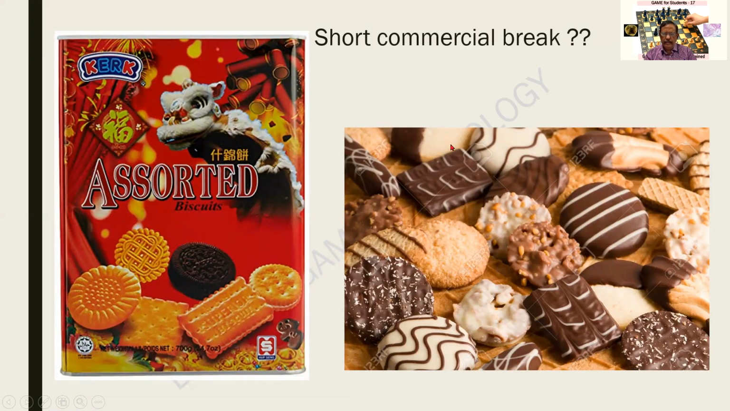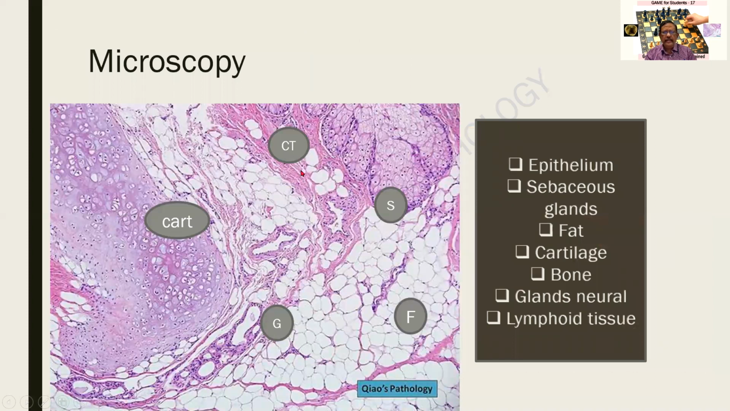A short commercial break. Now look at these two. It is an example of an assorted packet of biscuits. Generally, I used to tell the students, Britannia assorted biscuits, in which there can be sweet biscuits, salt biscuits, cream biscuits, chocolate biscuits, and wafers, etc. They are all mixed together in a single pack without any relationship to each other. Why am I blabbering this? This is exactly what we are seeing in this picture.